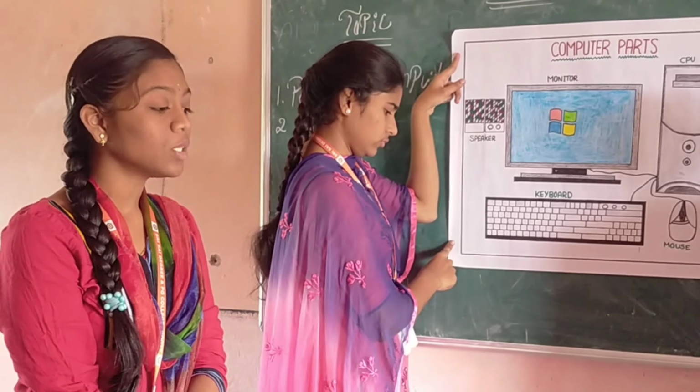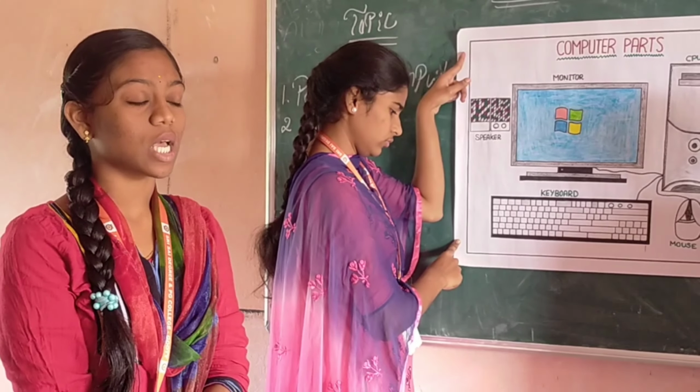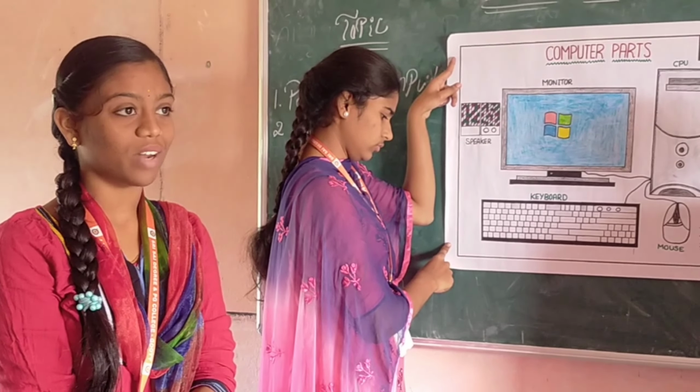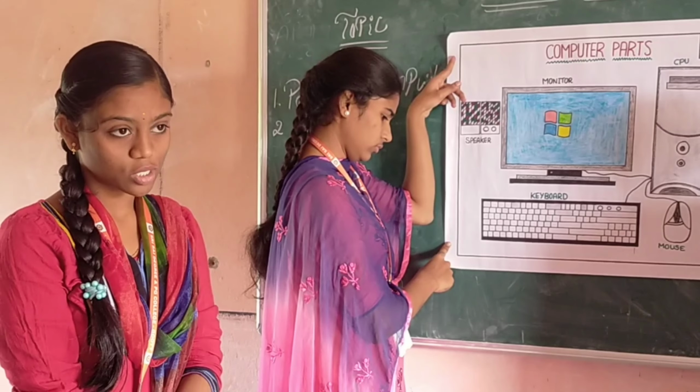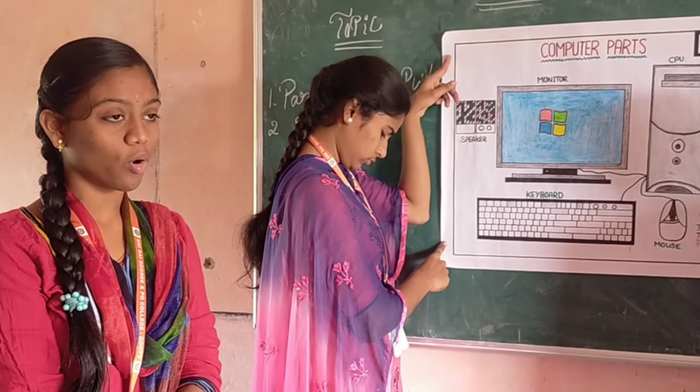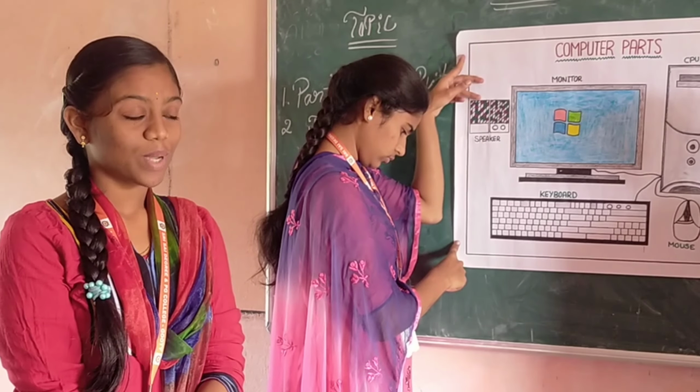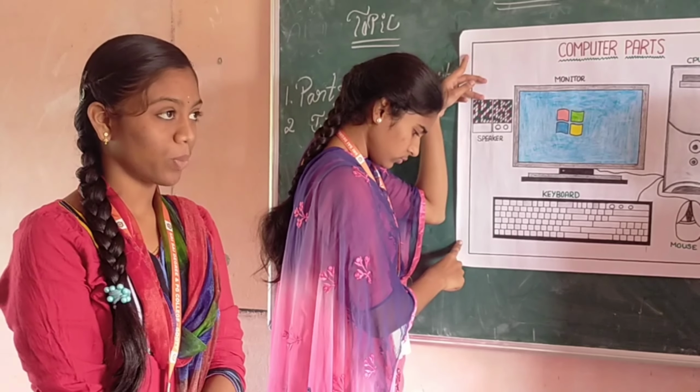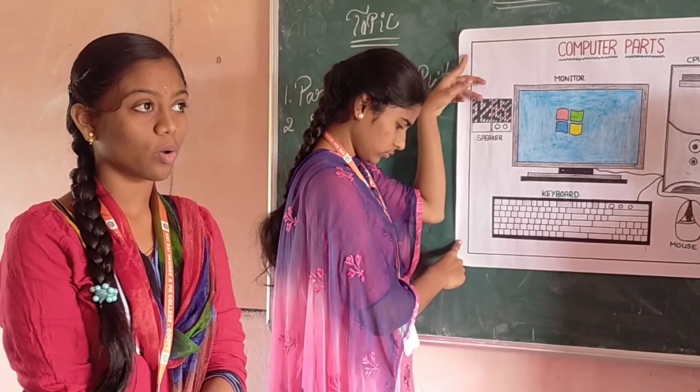And the next one is control keys. The control keys include the arrow keys: top, bottom, left and right. The arrow keys are used to move the cursor in the monitor. And next are special keys. Special keys include enter, space, tab, caps lock and escape.